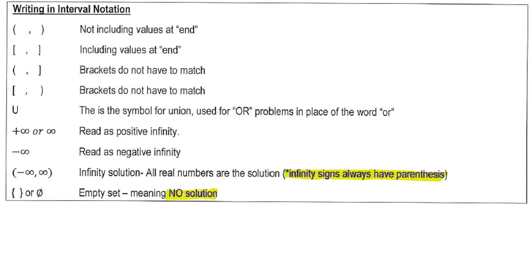And then finally, we have an empty set, meaning no solution. We have two brackets with nothing in between them, or we have that zero with a slash through it. Both of those mean no solution or an empty set.